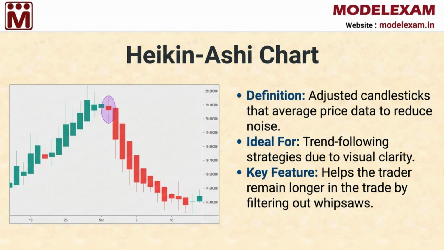Finally, we have the Heikin Ashi chart. This looks like a candlestick chart, but it is calculated differently. It uses adjusted candlesticks that average the price data to reduce noise. In a normal candlestick chart, a red candle can appear in an uptrend just because of one bad day. In Heikin Ashi, the formula smooths that out, keeping the candles green to show the overall trend is still up.